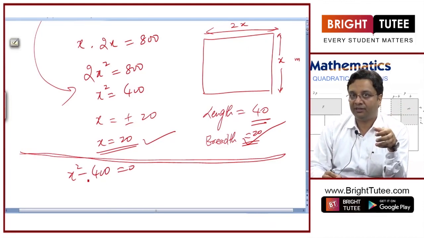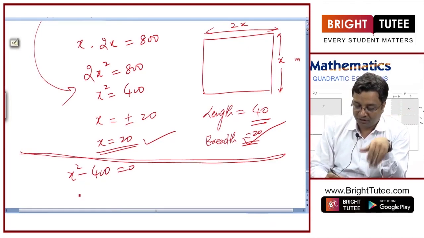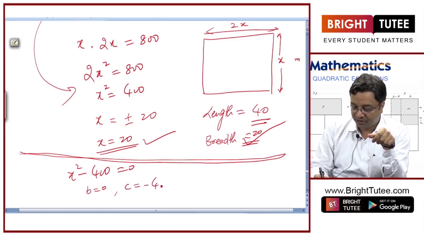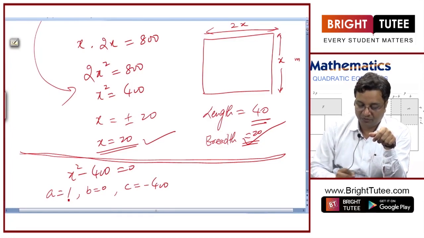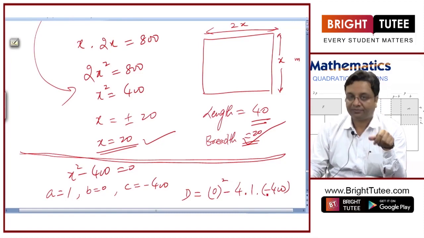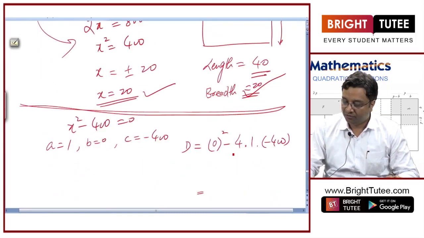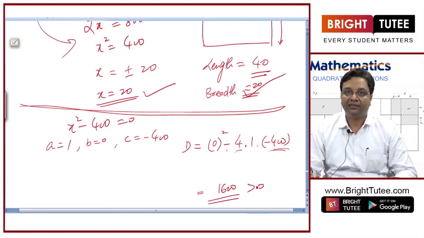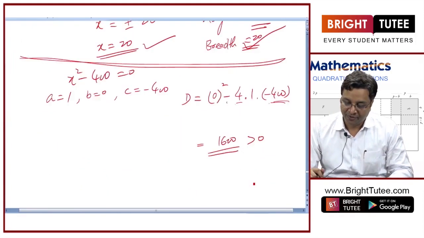But if you want to see it from the discriminant perspective, b here is 0, c is minus 400 and a is equal to 1, right. So what is the discriminant? It is equal to 0 squared minus 4, a is 1, c is minus 400, right. So this will be equal to plus 400 into 4, which is 1600. So the discriminant is positive, hence real values are possible, hence such a field can be designed, right. Okay.